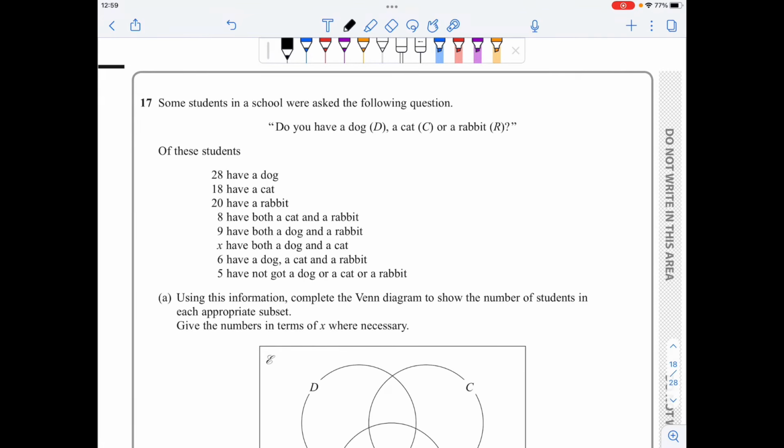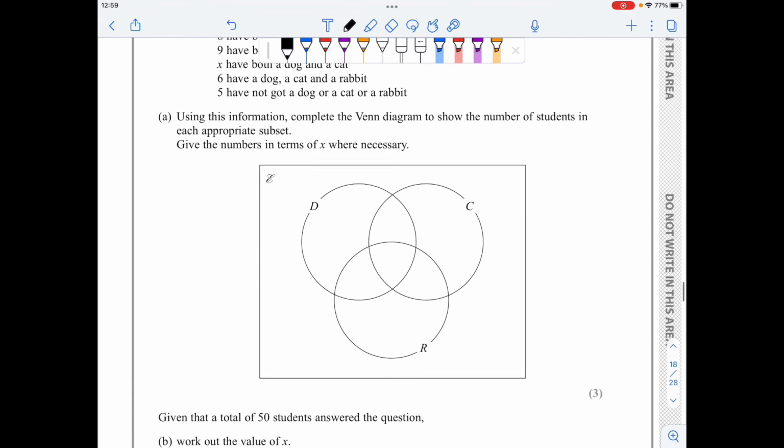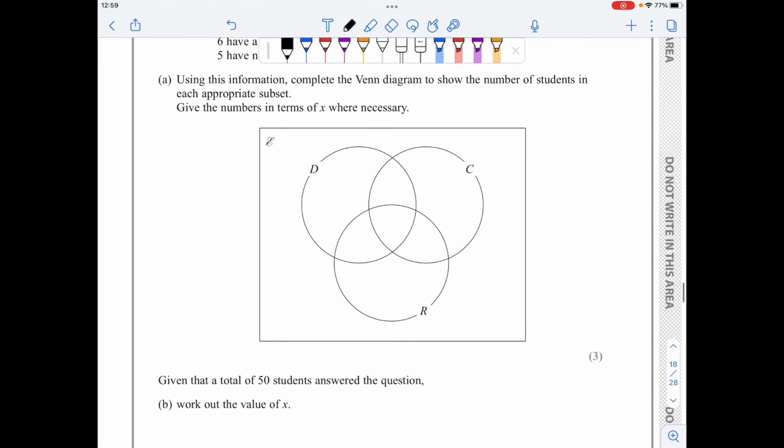For question 17, I'm given some information. I have to complete the Venn diagram. I'll start completing this one inside out. Now I have 5 with no dog, no cat, no rabbit. That's the outside. Let's put it to get it out of the way. So let's start from the inside. I've got 6 with all 3 animals. Now X have both a dog and a cat. So these 2 regions are X.